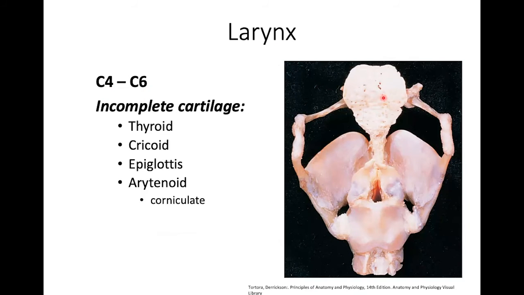Now, the larynx runs from your C4 to your C6 cervical vertebrae, and the larynx is an incomplete cartilaginous structure. It's made of a number of paired and unpaired pieces of cartilage that are all held together by various ligaments. And those cartilaginous structures are the thyroid cartilage, cricoid cartilage, epiglottis, the arytenoid, as well as the corniculate cartilage.